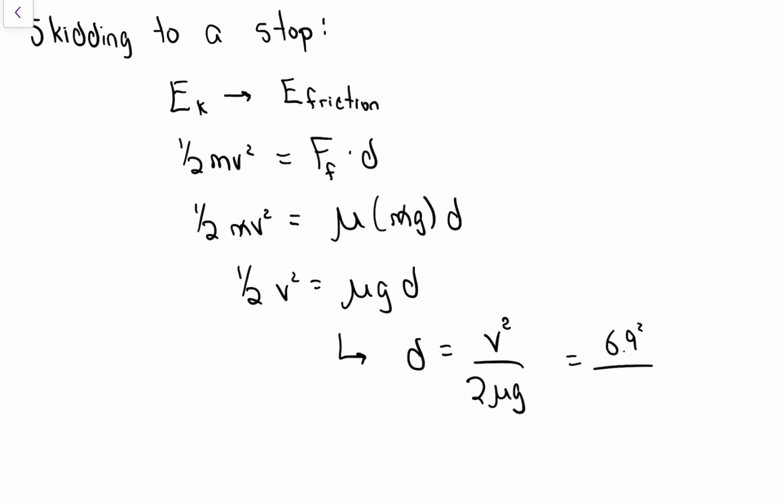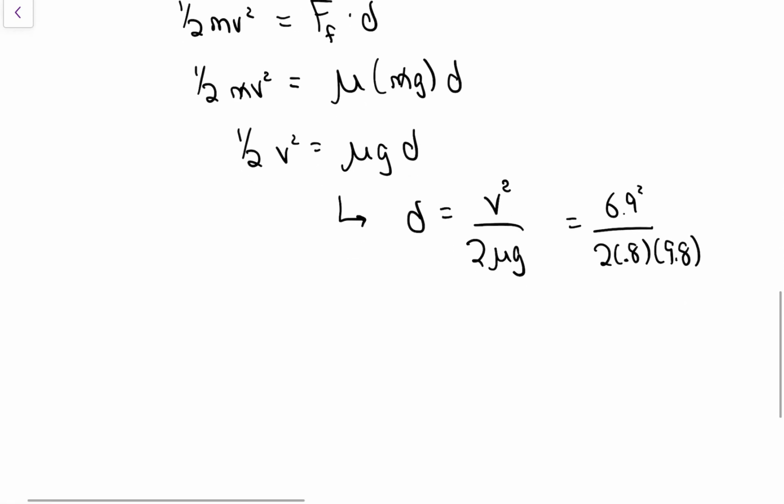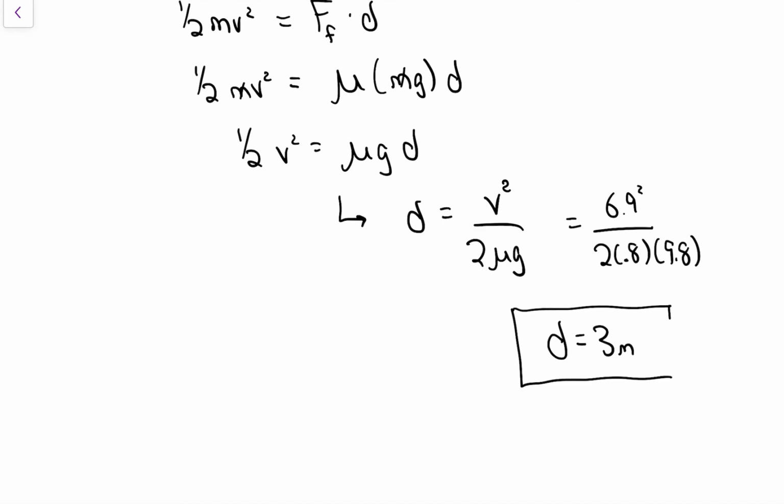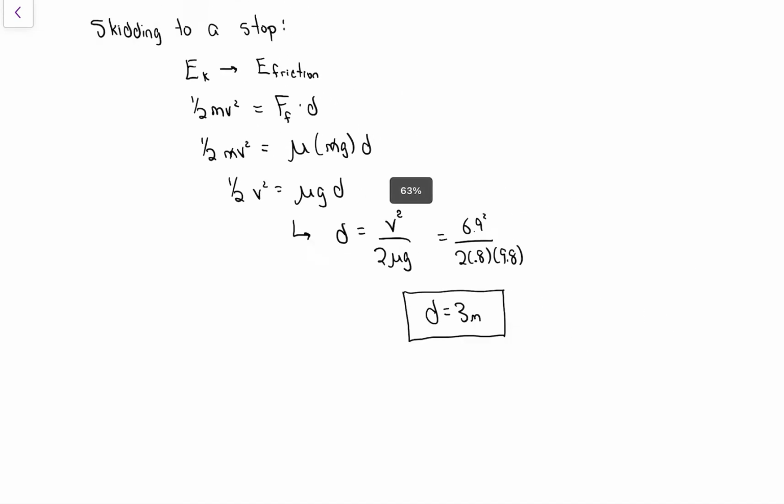The v was 6.9. We're going to have to square that. The mu that I made up, nice sticky tires, was 0.8. g is 9.8. So for this particular go, I get a nice clean, almost rounds off perfectly. The wreckage slides 3 meters.